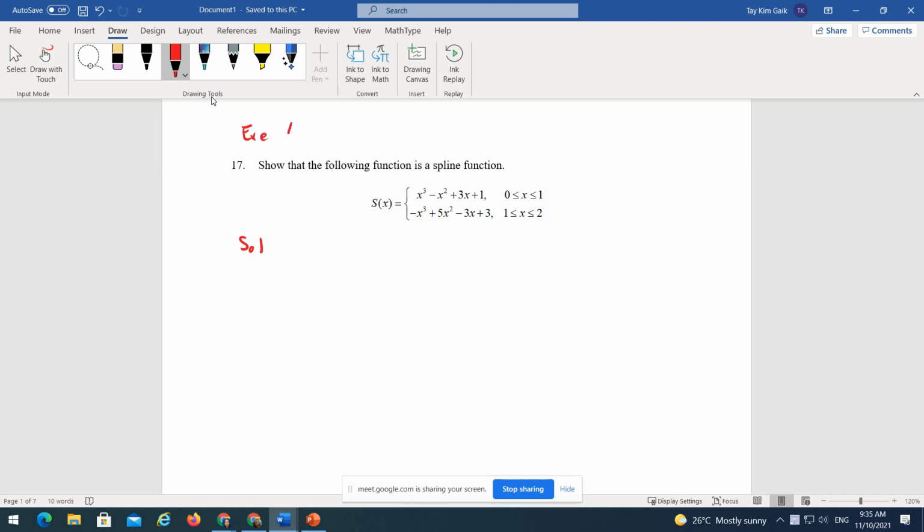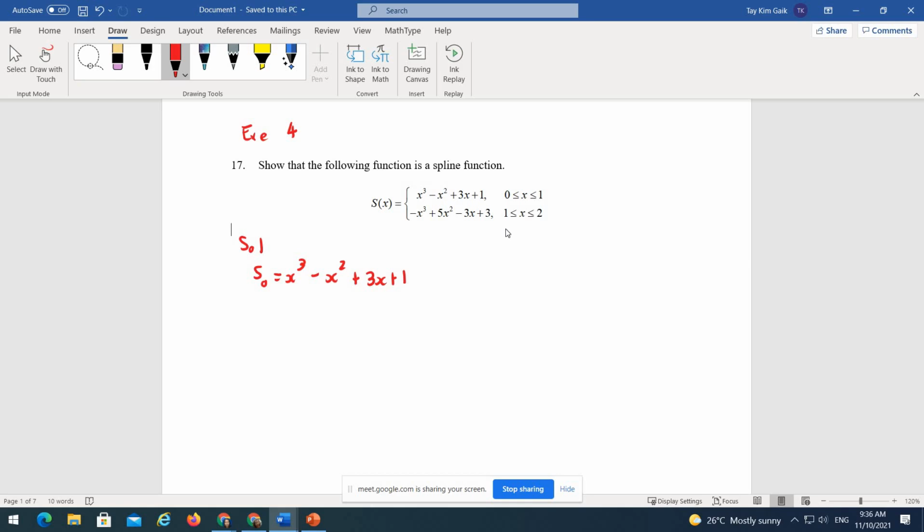This is exercise for question 17. Show that the following function is a spline function. The top function, we denote it as S0. S0 is x cubed minus x squared plus 3x plus 1, and S0 is only defined in the interval 0 to 1.